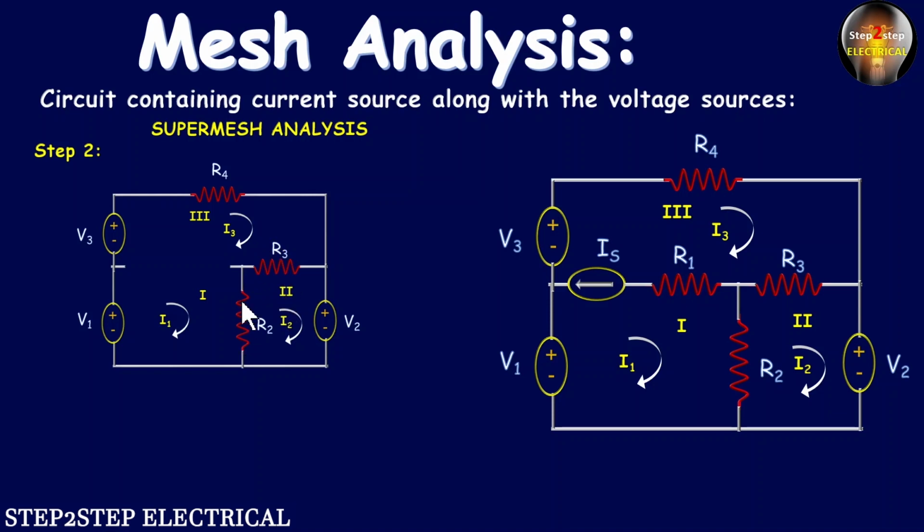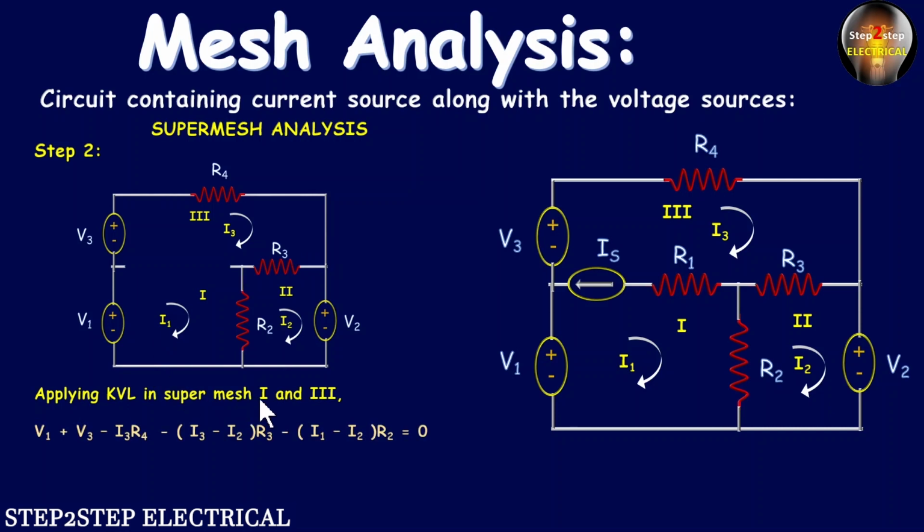And for this R2 resistor, the currents I1 and I2 both flow. So as we are applying KVL in this loop, loop 1, we will write (I1 minus I2) into R2. And finally it is equal to 0. So this is the second equation using this super mesh.